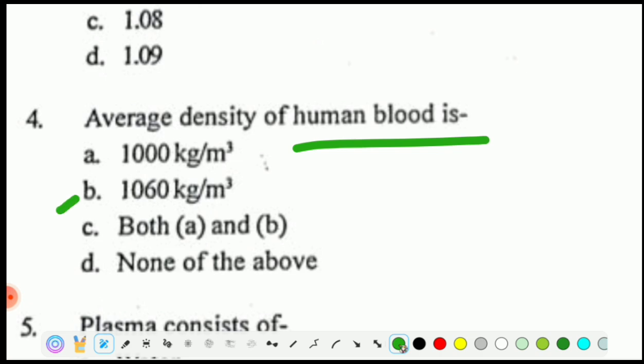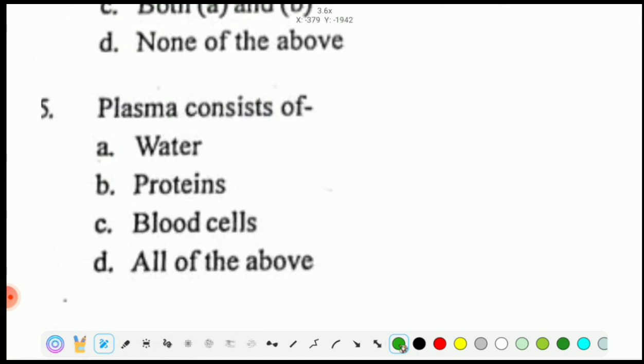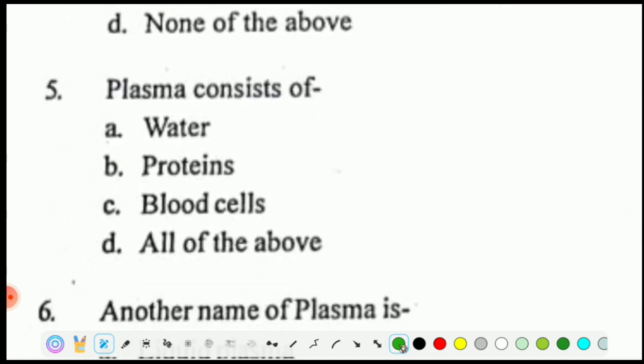Average density of human blood is, again another theoretical question. This is 1060 kg per meter cube, means 1060 kilogram of blood, and that is per meter cube. That is the volume of the blood that will be present in the human body.